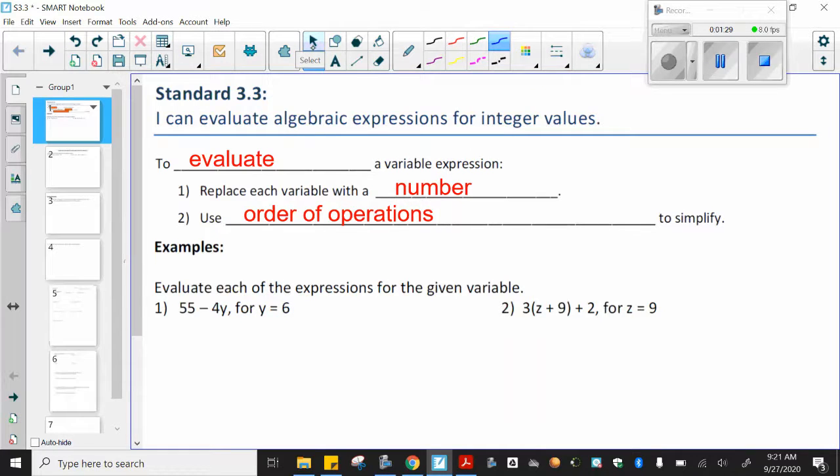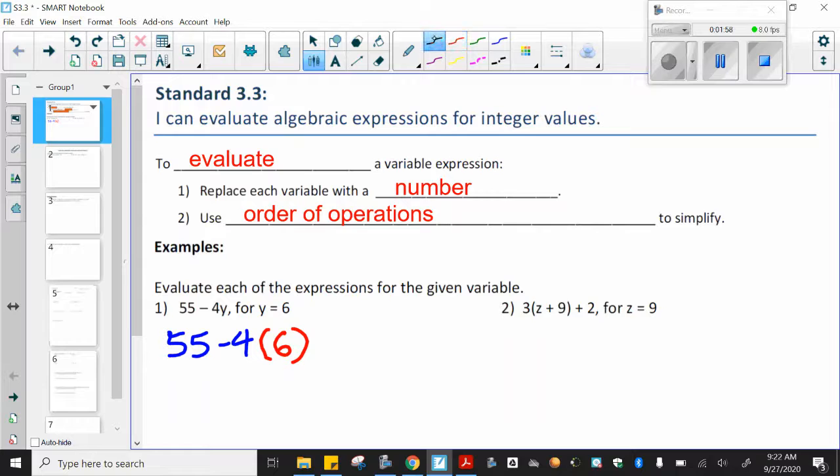Okay, so we're going to start. One way you can do this is to write the whole thing out, 55 minus 4y, then go back and erase your letter, and write in parentheses your number. Alright, so I have 55 minus 4 times 6. Then we are going to use order of operations to simplify that down into one number.